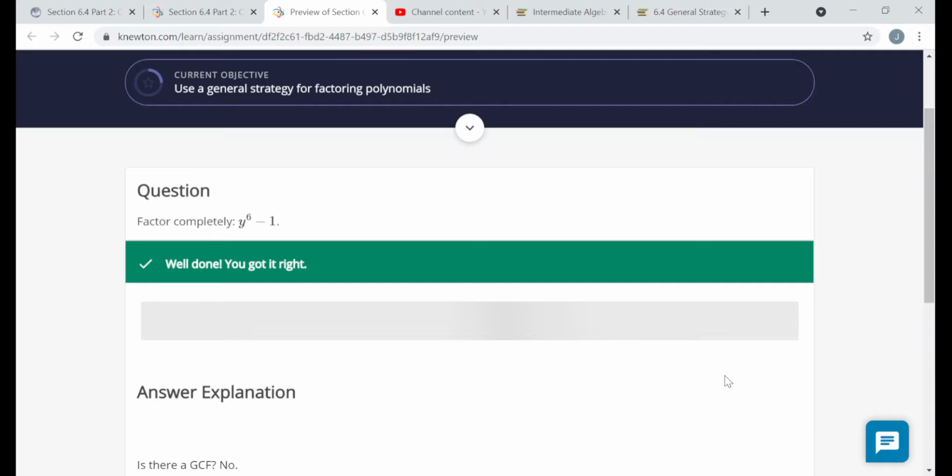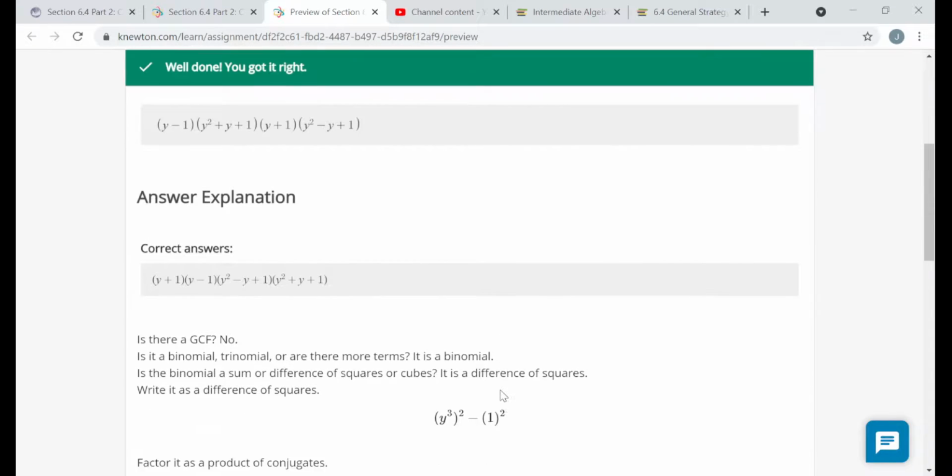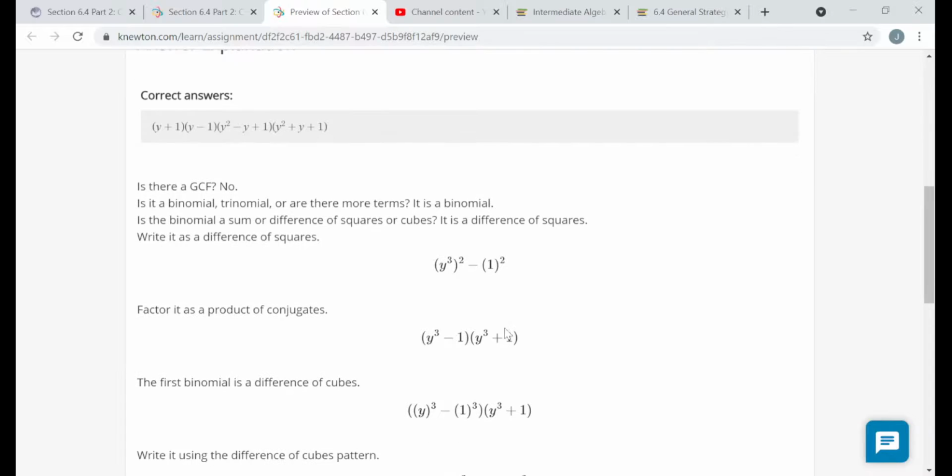Great. So that one was a lot easier to look at as a difference of squares first and then factor from there. Because looking at it as a difference of cubes, and that's what they're doing here too. See, looking at it as a difference of squares first.